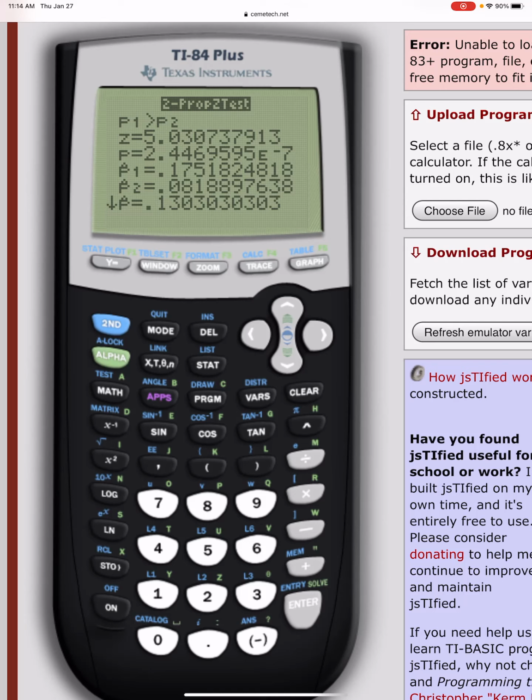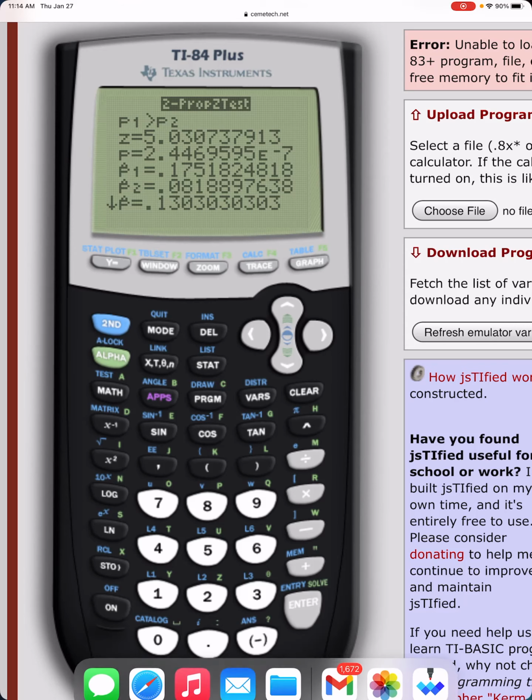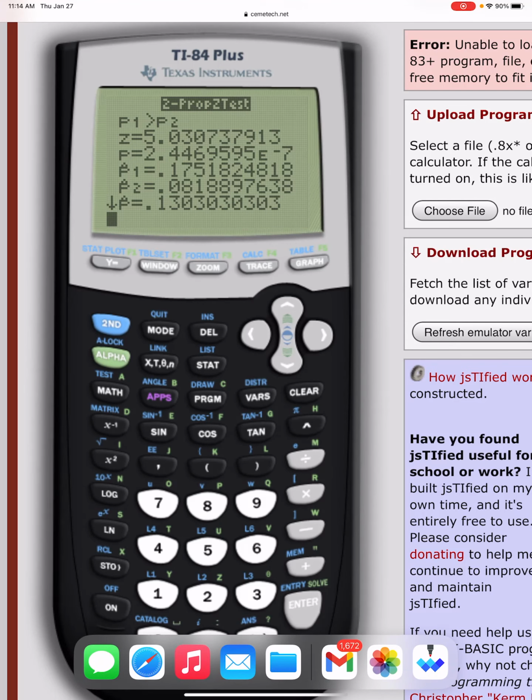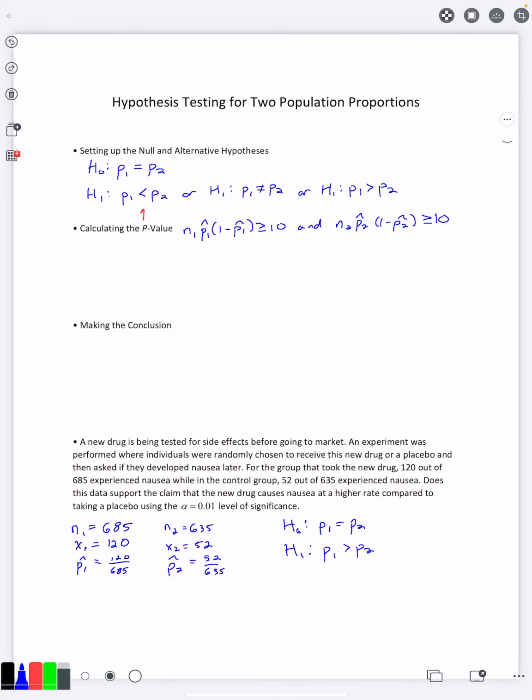Now, this one, I want to point out something that I've seen a lot of students have trouble with in the past. When they look where it says p equals, that's your p-value, and it says 2.44, they're like, wow, that's a really big number. But it's not, because if you look at the very far end over here, that's 2.446 E minus 7. So let me write that out over here, 2.44 E minus 7. So my p-value is 2.44 E minus 7.